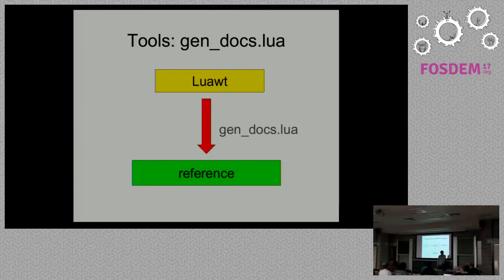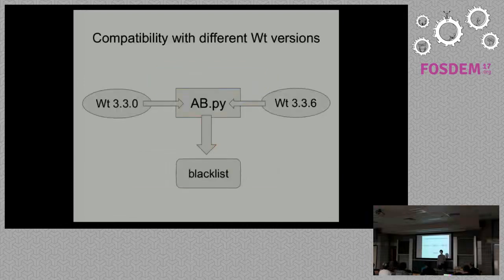Compatibility with different Wt versions. As I already said, it provides compatibility with versions 3.3.0 and greater, and we just generate a list of members for the earliest version, which is, in our case, 3.3.0, and for the latest, which is 3.3.6. And then we generate a blacklist from these two lists of methods, and then we pass it to our script in order to not bind methods which changed in the last 6 versions.